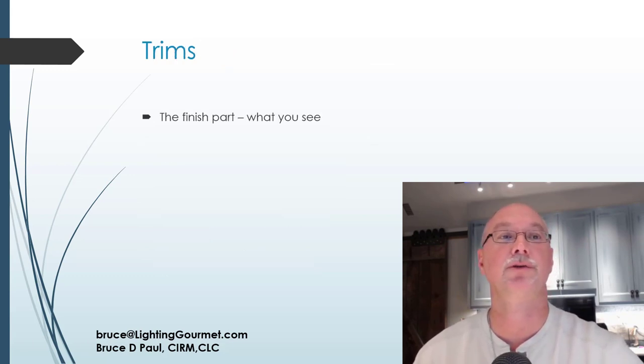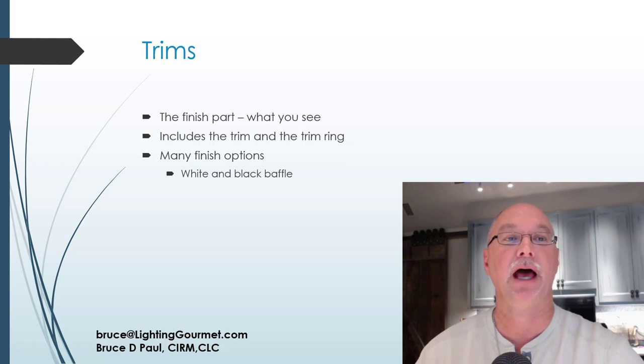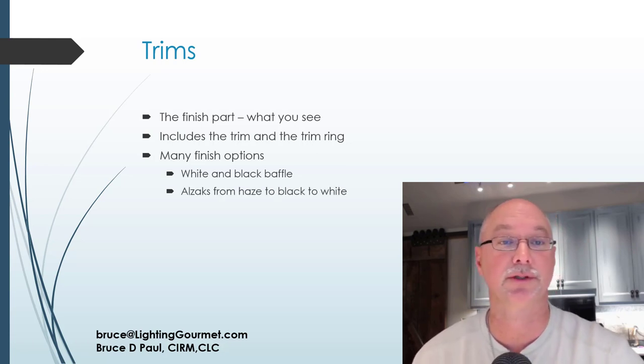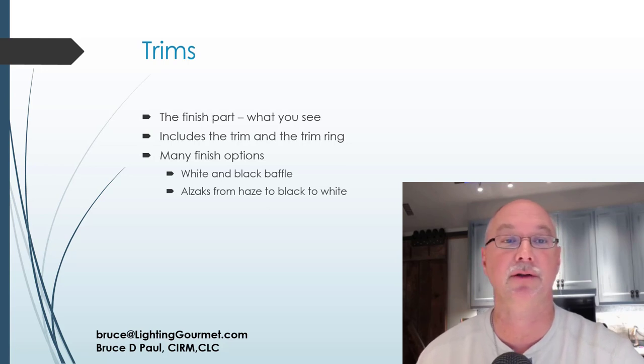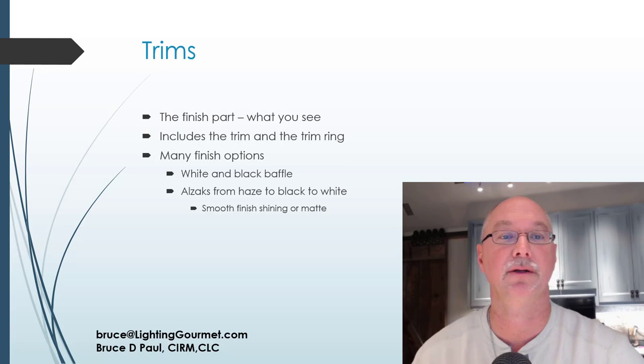Trims, that's what you do see. It's the finished part. It also includes the trim ring. You know you have a better trim automatically if it's a thin trim ring versus a big fat one. There's many finish options. White baffle is the most common. Black baffle exists. Haze, etc. Alzaks are a whole family of product, and it's quite diverse now. It's more diverse than it's ever been, and it's a really neat finish. Alzak is basically a smooth finish. It doesn't mean shiny, but it's smooth.